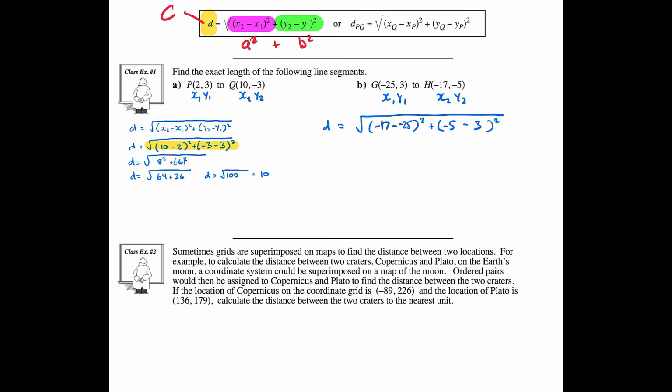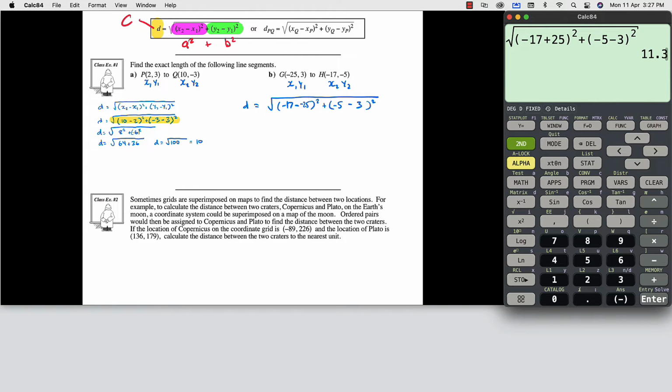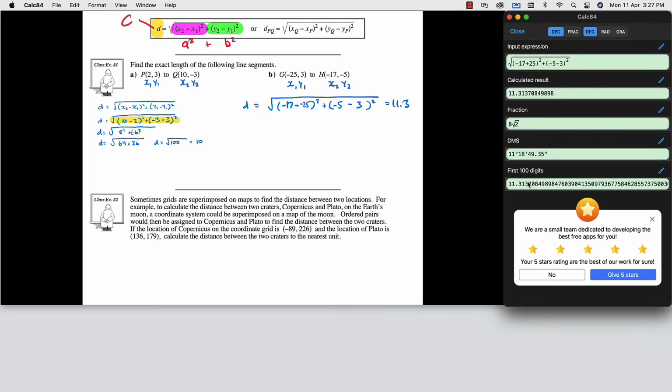Okay, now if we're to punch this into our calculator, let me just set up the screen here again. Okay, so I punch that in and you can see we end up with a value of 11.3. Now, unfortunately, that's not an exact value. That is going to be a rounded value. And if I look at the details right here, you can see here are the first 100 digits. So it's a non-terminating, non-repeating decimal. So this is just not equal to 11.3. It's approximately equal to 11.3.